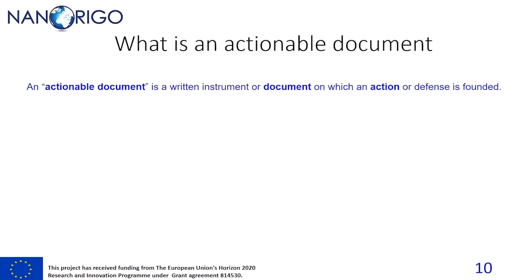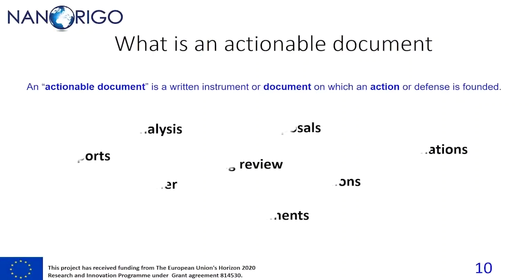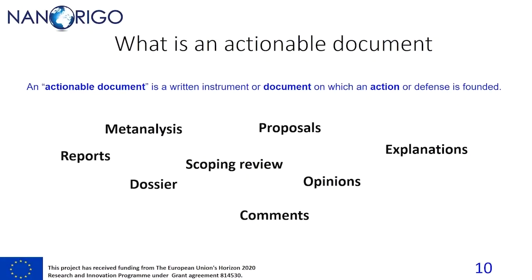Before we proceed to KaRL 6, I'd like to explain what an actionable document is. Per definition, an actionable document is a written instrument or document on which an action or defense is founded. This definition comes from the military but can also be successfully applied to other areas. And some examples of actionable documents are represented here. It could be a meta-analysis or proposal or scoping review or some dossiers or reports or whatever.